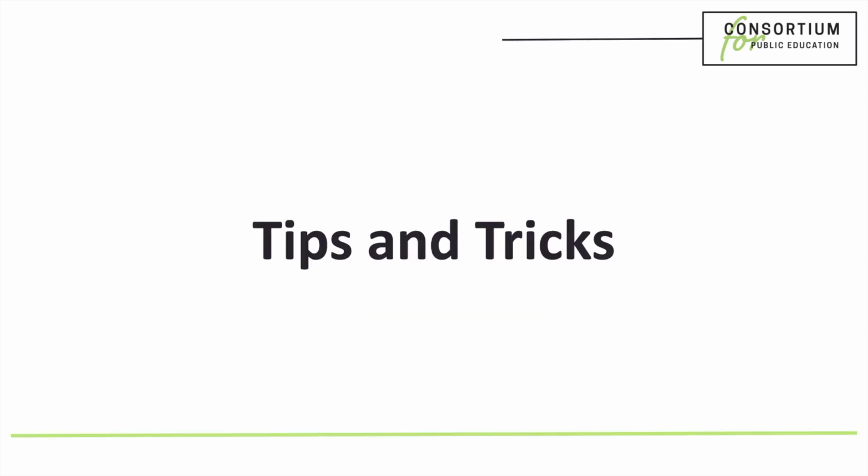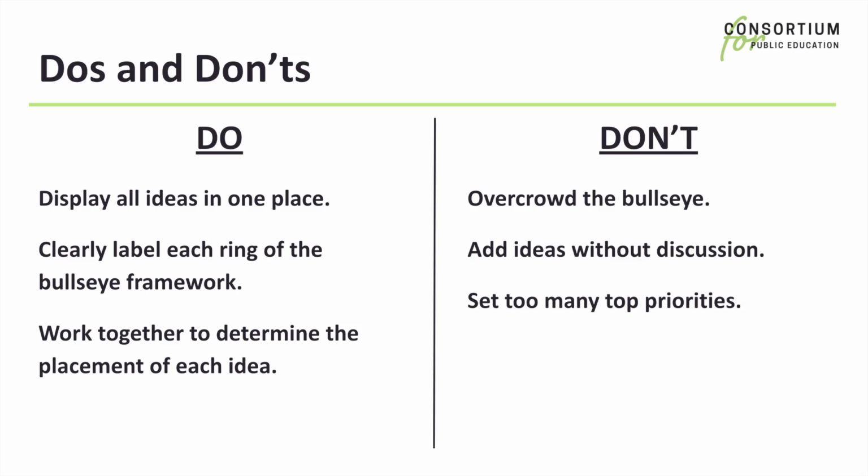Here are a few tips and tricks. Do display all ideas in one place. Clearly label each ring of the Bullseye Framework, and work together to determine the placement of each idea. Don't overcrowd the bullseye, or add ideas without discussion, or set too many top priorities.